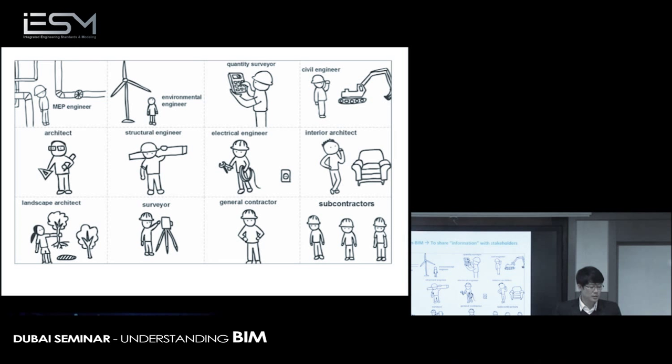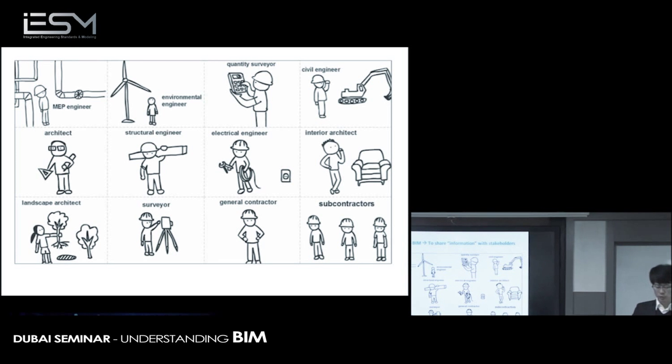But actually, there is a concept of open BIM. Open BIM means we have to adopt building information modeling, but it doesn't mean that we have to use Revit or ArchiCAD. We have to use a number of different types of files, but such information should be exported to someone who needs it properly. So how do we share information with stakeholders?